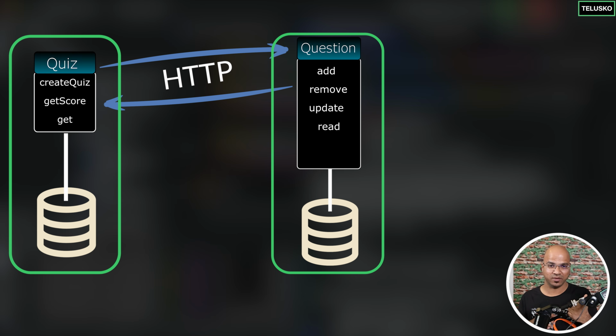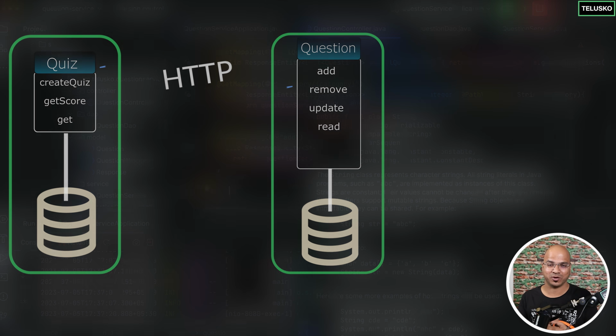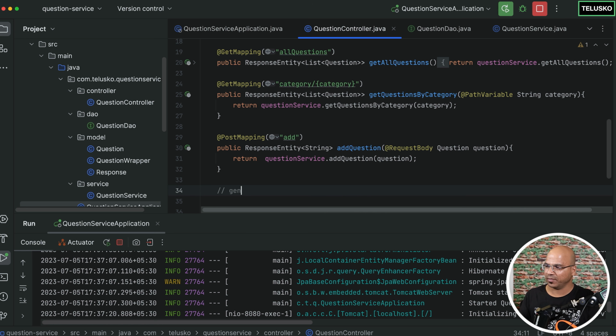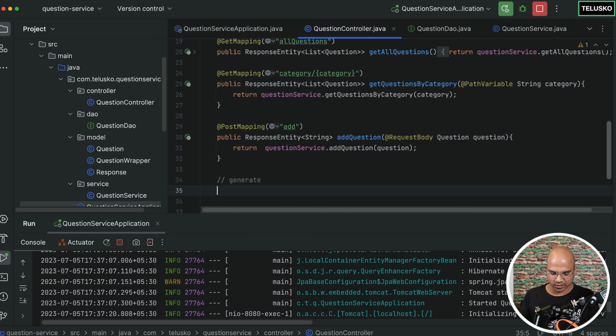So basically, quiz service will request the question service, hey, give me questions. The question service will say, okay, let me give you the questions, and it will generate them. So basically, I need to have a method here called generate or create, your choice. So I can say generate. This is one thing, one URL we have to work on.